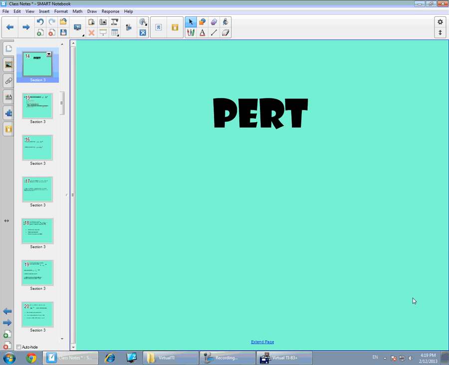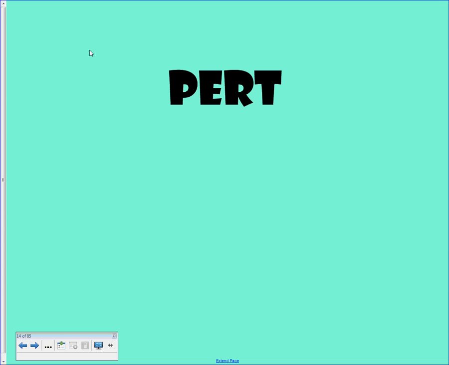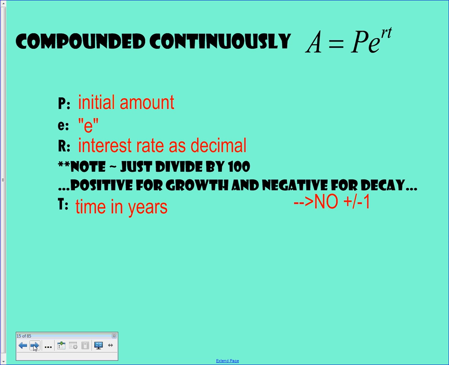Chapter 9, Section 3 is called PERT. So the difference between yesterday and today is yesterday was exponential growth and exponential decay at a certain time, and today is continuous. The difference is this nice letter E, and it's always going to be used when you see the word continuous. Continuous means we're using a different formula, very similar to yesterday, only that E helps us with the continuous factor. So our formula is going to be A equals PE to the RT.